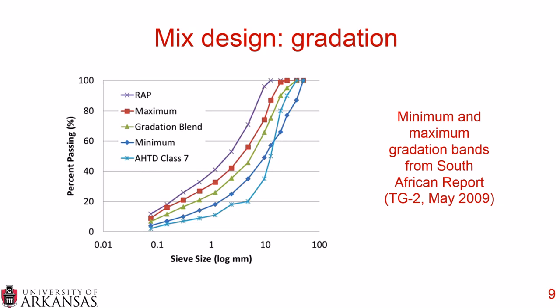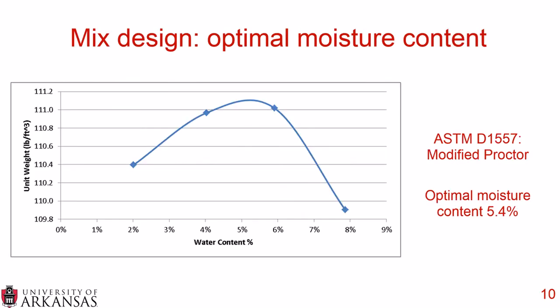Now, in addition to the gradation for the mixed design, we also looked at the optimal moisture content. Because we're using both bound and unbound materials, we need to figure out how much water needs to be added in order to achieve the maximum unit weight. And so we used ASTM D1557, which is a modified Proctor test, and testing at various water contents, we found our optimal moisture content to be 5.4%.